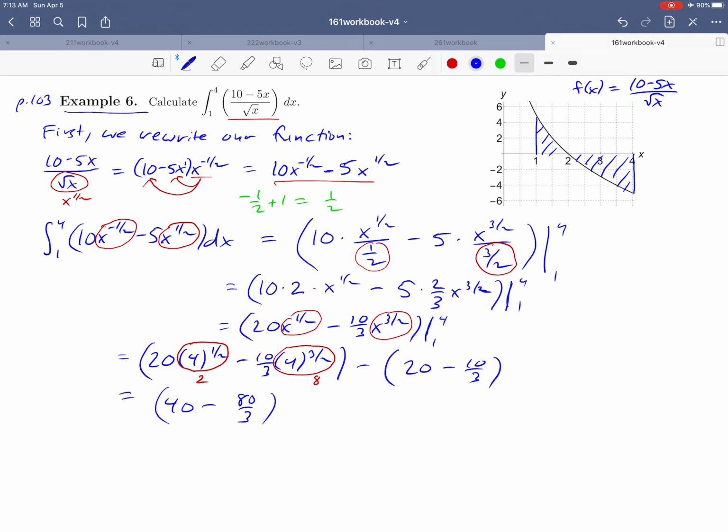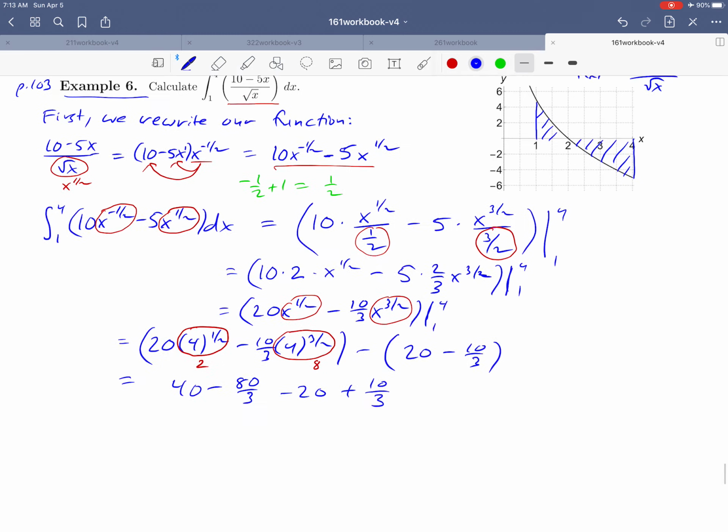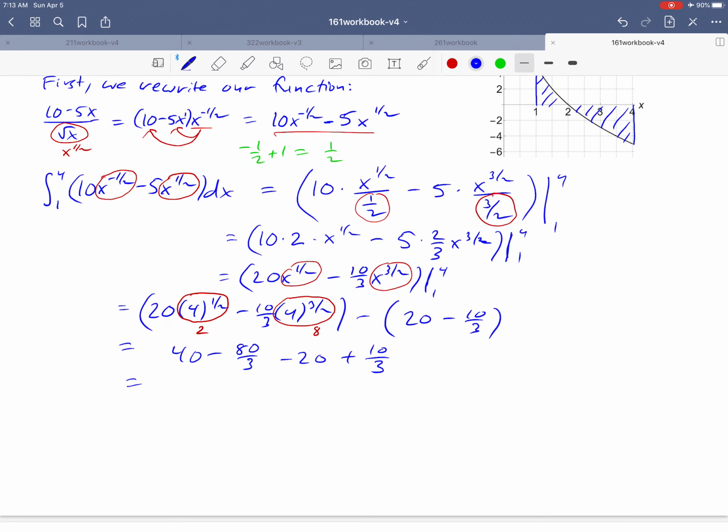And let's go ahead and subtract. Actually, we don't need those parentheses. Let me get rid of those. So 40 minus 80/3. We'll go ahead and distribute that minus sign through and get a minus 20 minus a negative 10/3 is a plus 10/3. Okay, and then maybe combine the 40 and the minus 20. That's going to give us a 20. And then minus 80/3 plus 10/3. That's going to be a minus 70/3. Get a common denominator here, and that's going to be 60/3 minus 70/3, which leads us to an answer of negative 10 over 3.